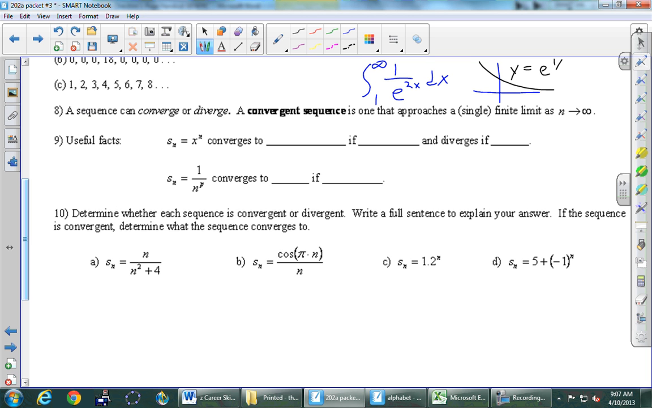This is the graph of 1 over e to the 2x. Yeah, e to the negative 2x is good.